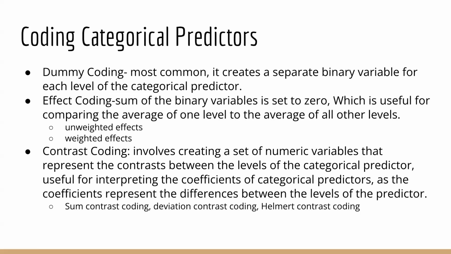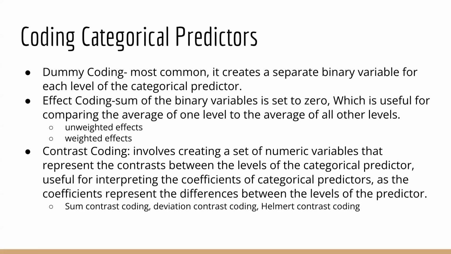So what is coding of categorical predictors? Categorical predictors need to be coded or encoded in a way that regression models can understand them. So we can transform these variables into numerical values that can be used as inputs in a regression model. There's multiple types of ways to code your categorical predictors. I'm going to talk about dummy coding, effects coding, and contrast coding.